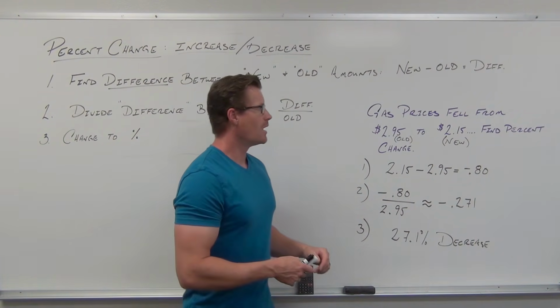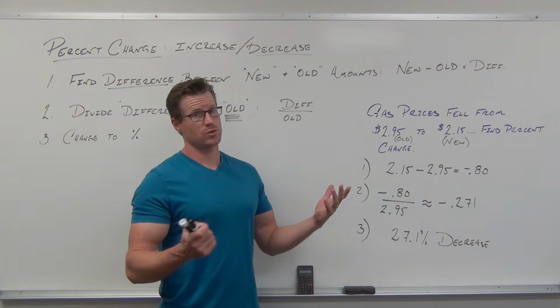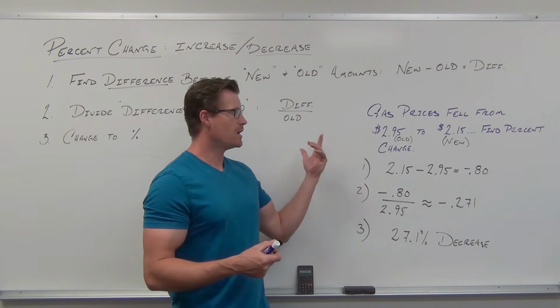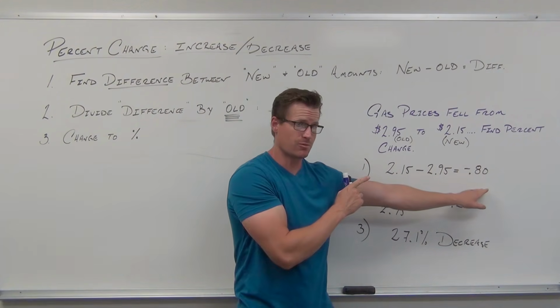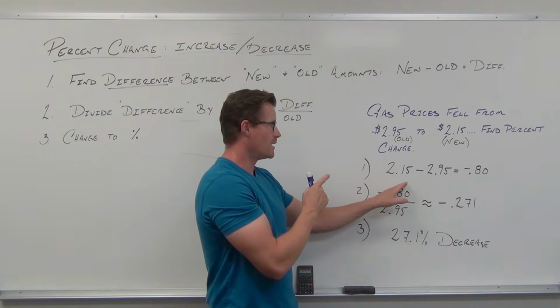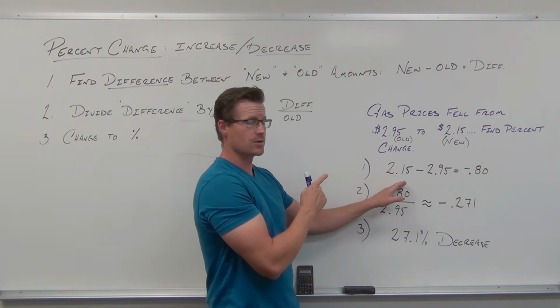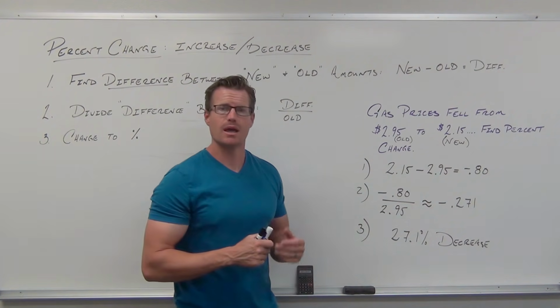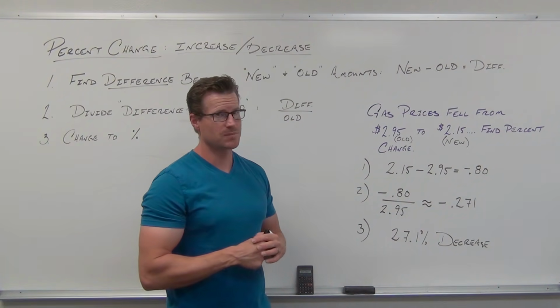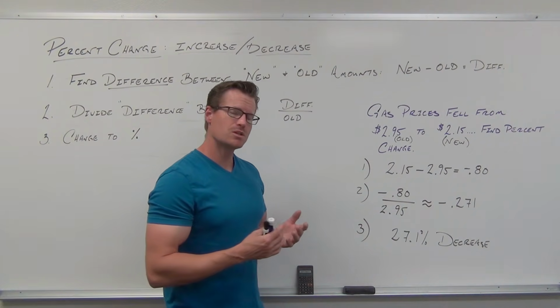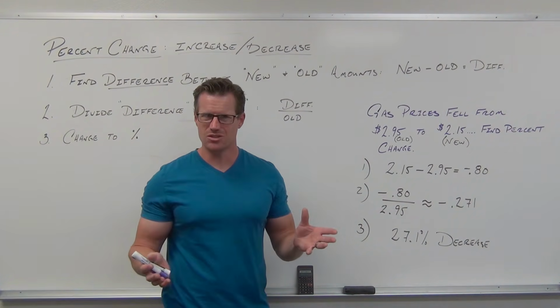In fact, you could do that right now if you want to. Let's switch it around. Let's pretend that gas prices rose from $2.15 to $2.95. You'd still subtract them, only you'd have this reversed. You'd have positive 0.8. You divide by 2.15, the old amount, and you get a different percent. But we would have a positive. We'd have percent increase. It wouldn't be the same percent. So that's the way we do percent increase, decrease, percent change in general.